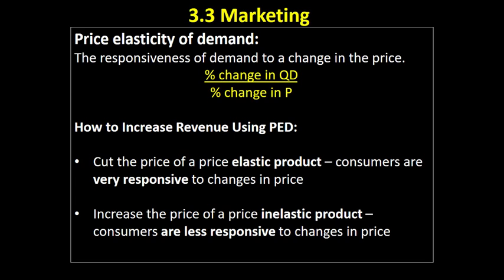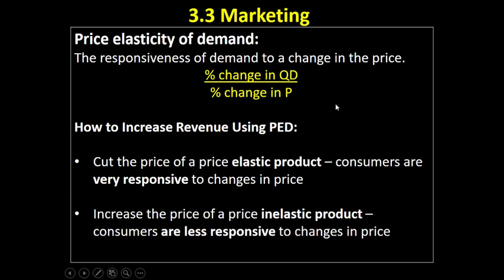Revenue, remember, is price times quantity. So businesses will want to know, if we change our price, what's going to happen to the revenue that we're making. So a business that knows it's got a price elastic product and that wants to increase its revenue would cut the price of that price elastic product. Why is that? It's because they know that consumers are very responsive to changes in price.